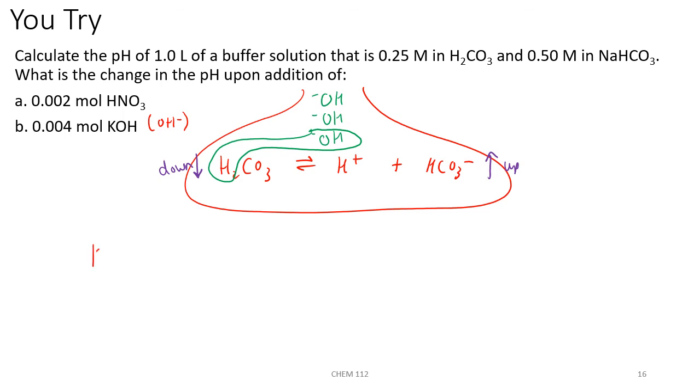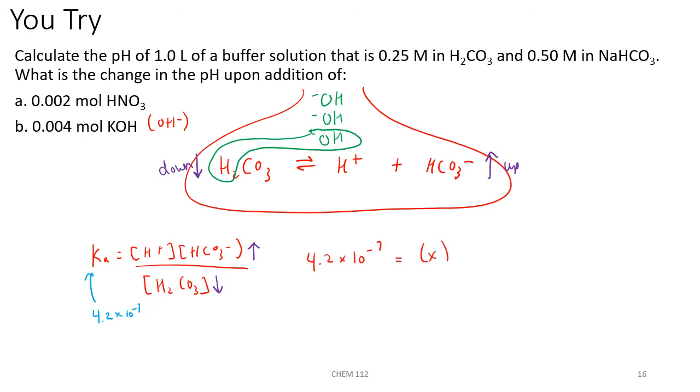When we write our equilibrium expression, we're going to have Ka equal to H plus times HCO3 minus over H2CO3. But this time, we're going to have to add to the bicarbonate ion concentration, and we're going to have to subtract from the carbonic acid concentration. So we're going to still use the same Ka as before for our carbonic acid. We're going to have 4.2 times 10 to the negative 7th. We'll plug that in.